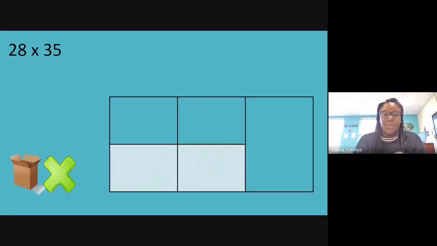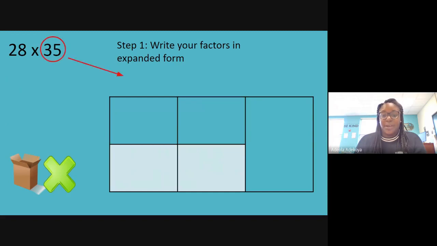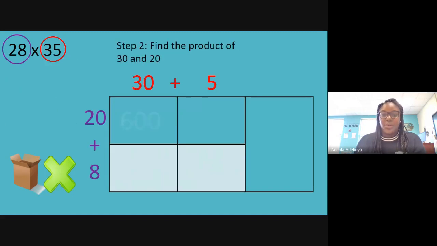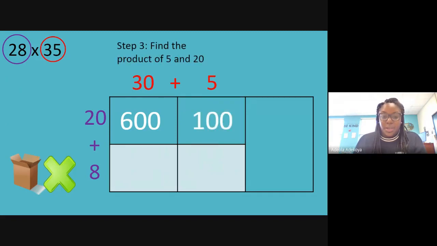All right. So let's look at this problem: 28 by 35. The first step is to write the factors in expanded form. So 35 will be 30 plus 5, and 28 is 20 plus 8. The next step is to find the product of 30 times 20, which is 600. Then 20 by 5, which is 100. Then 30 by 8, which is 240. And then 8 by 5, which is 40.